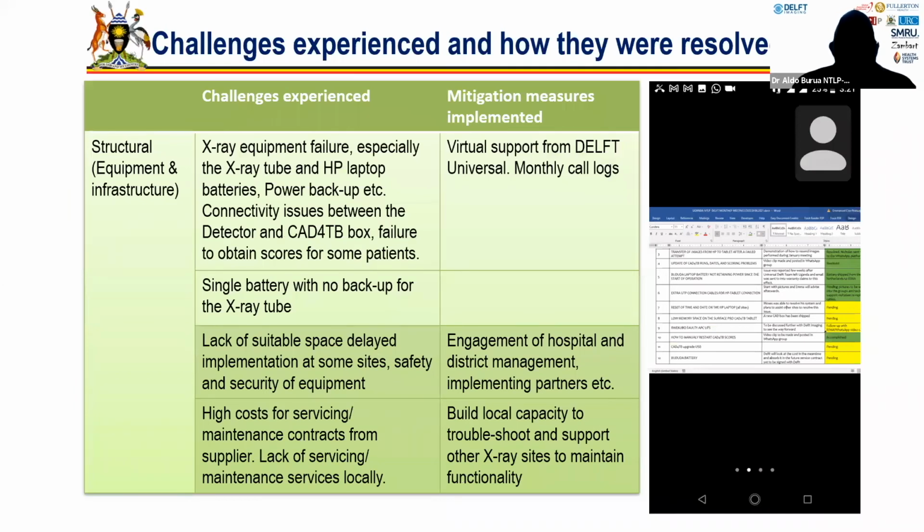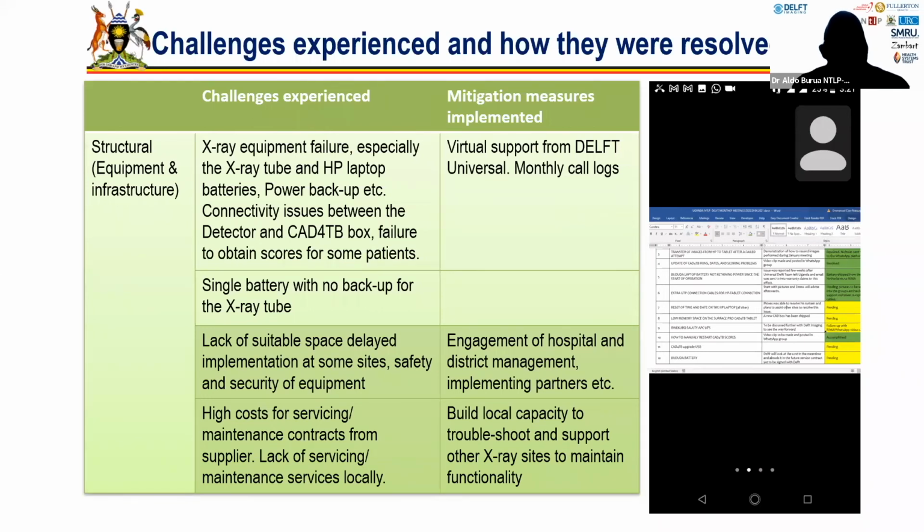Yeah, so lastly, the structural challenges like X-ray equipment failure, especially the X-ray tube and HP laptop batteries. We've had these challenges with the batteries at some sites that run down and cannot be charged anymore. And yet the X-ray tube comes with only one battery, so that renders the services non-functional. Also, the power backup systems sometimes break down; they are unable to perform their function.